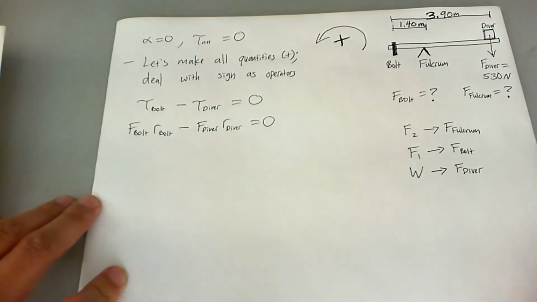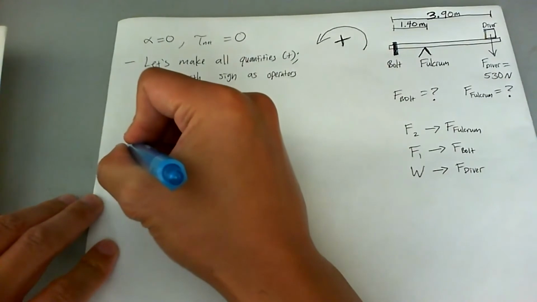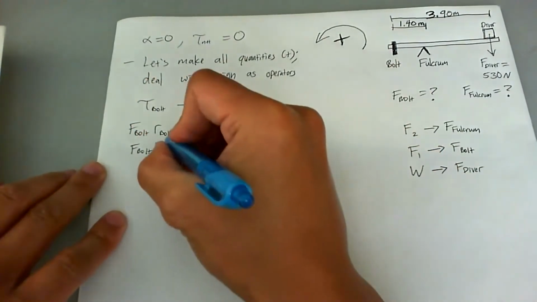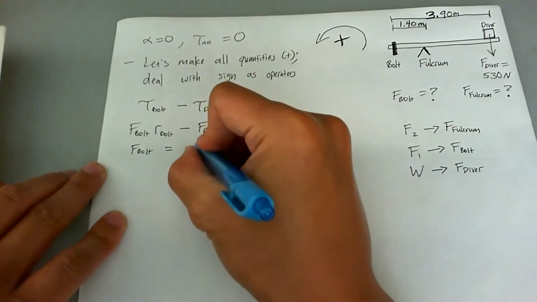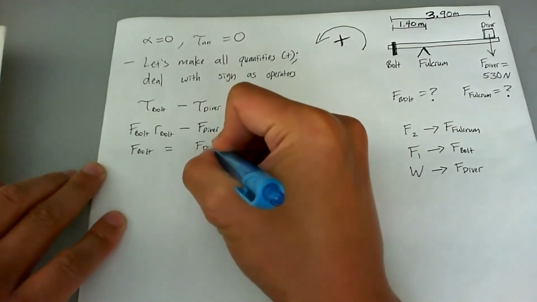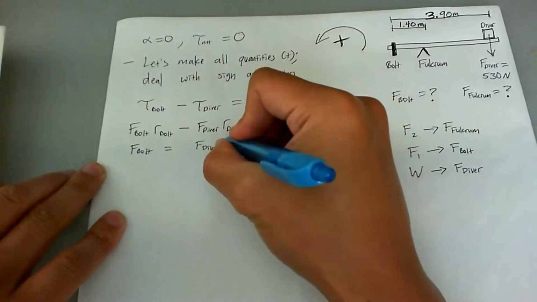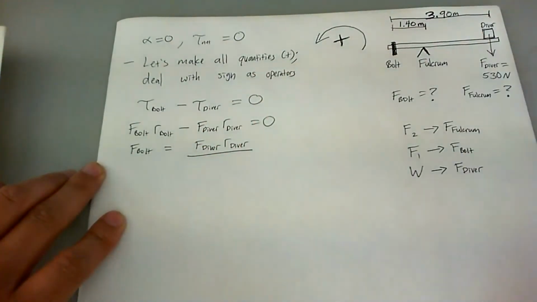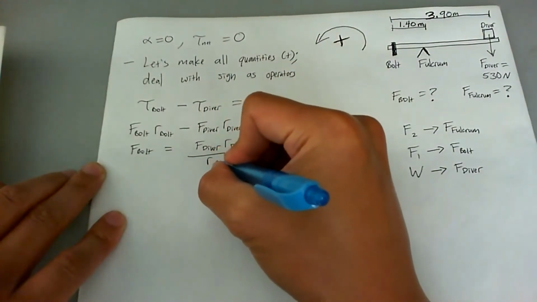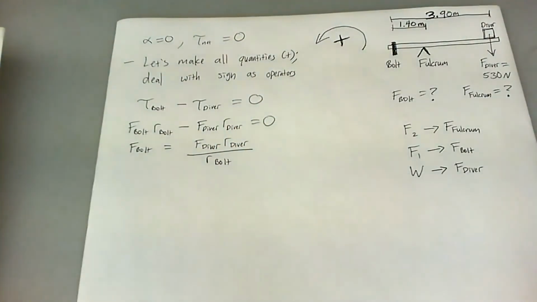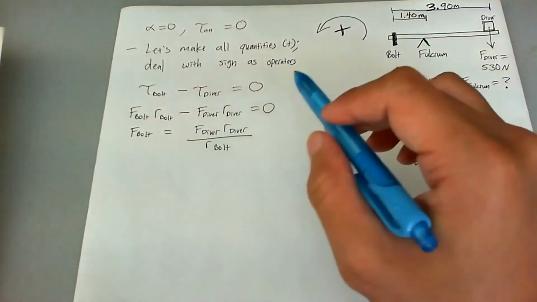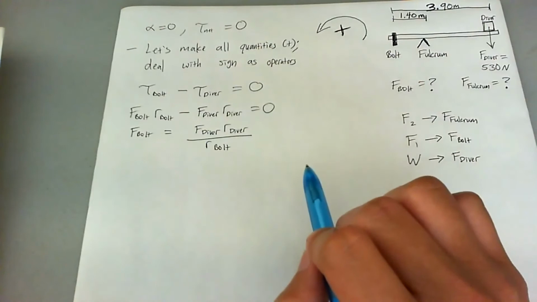Let's go ahead and isolate F bolt, since that's what we're solving for. F bolt is equal to F diver times R diver divided by R bolt. Now this is going to get confusing later on, but for now, we have to know what this is in the context of the problem.